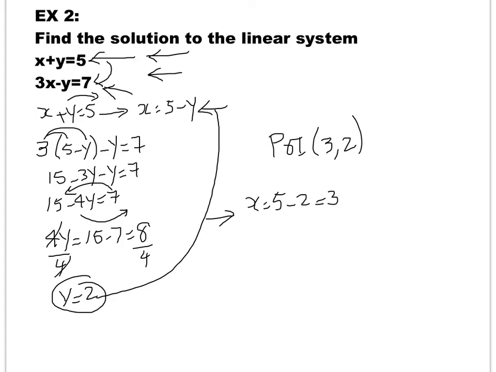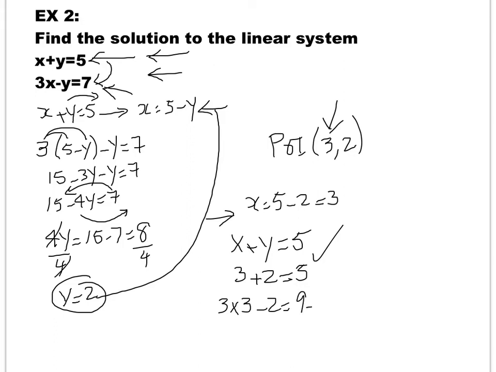Now let's check to see if this is correct. The first equation says x plus y must be equal to 5. Now x is 3, y is 2, so I get 3 plus 2, which is going to be 5, which is great. The next equation says 3 times x, so 3 times 3, because x is 3, minus y, minus 2, is 9 minus 2, which is 7, which is correct.